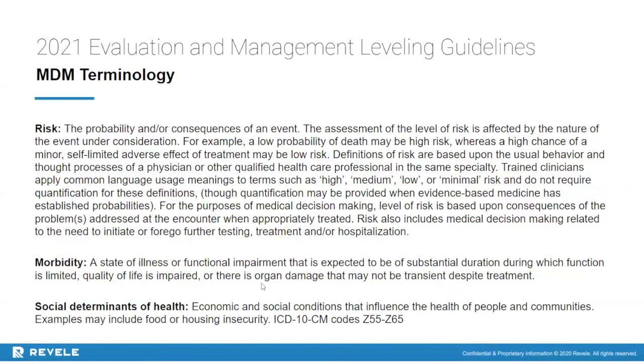Morbidity is a state of illness or functional impairment that is expected to be of substantial duration during which function is limited, quality of life is impaired, or there is an organ damage that may not be transient despite treatment. And as we've learned, social determinants of health are the economic or social conditions that influence the health of people and communities, such as food and housing insecurities.